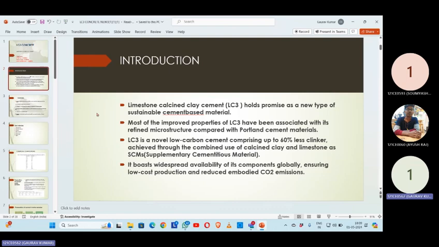Most of the improved properties of LC3 have been associated with its refined microstructure compared with Portland cement materials. LC3 is a novel low-carbon cement comprising up to 60% less clinker, achieved through the combined use of calcined clay and limestone as SCMs. SCMs stand for supplementary cementitious material. It boasts widespread availability of its components globally, ensuring low cost production and reduced embodied CO2 emissions.